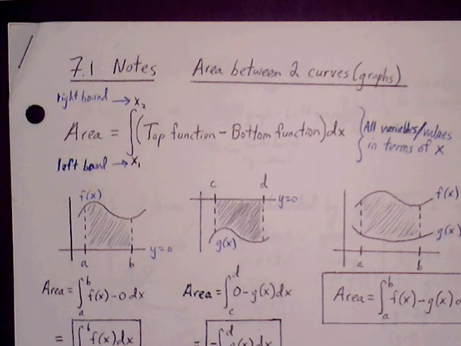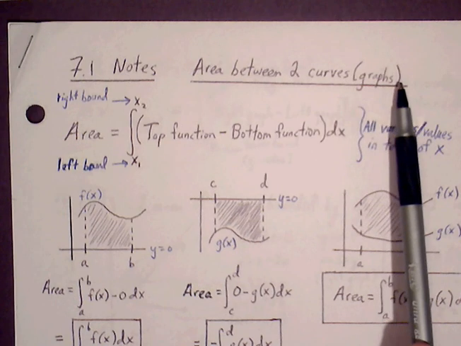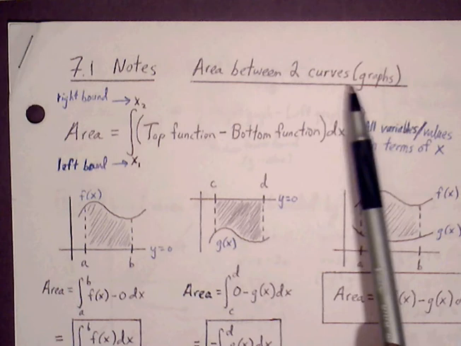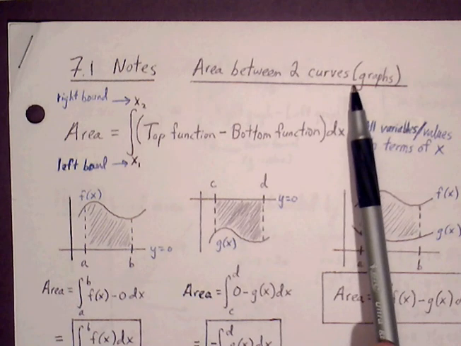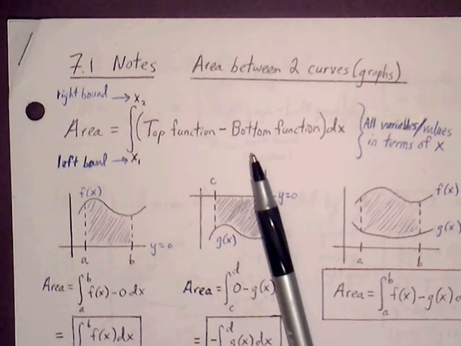Let's look at notes for chapter 7.1. This section is dealing with the area between two curves, or we can think of it as two graphs, two equations, two functions. Okay, so a lot of different ways that we can refer to the graph that we'll be looking at. So the formula, let me first start off with the formula.